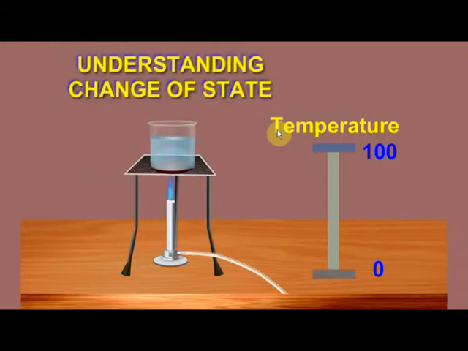We will try to understand the change of state. We'll understand exactly how a solid turns into a liquid and how a liquid turns into a gas. We'll also understand how a gas turns into a liquid and a liquid turns into a solid. What exactly happens to the particles of matter as these changes take place? That's what we're going to study. So let's begin understanding change of state.